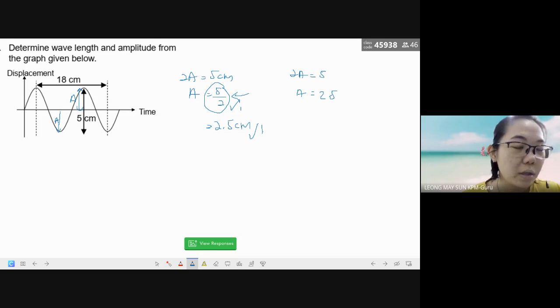If you don't show the working, you only get the final answer with the correct unit, you only get 1 mark, you won't get the full marks. Alright, so this is getting the amplitude. Now wavelength, how to calculate the wavelength.